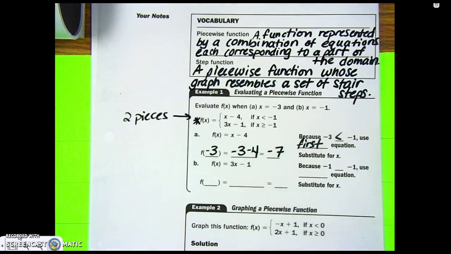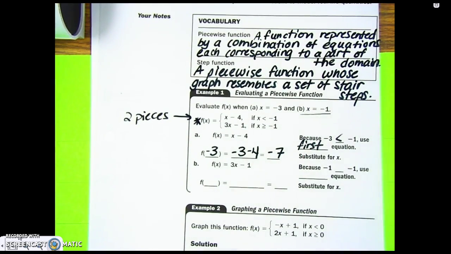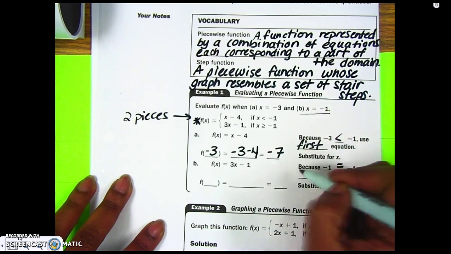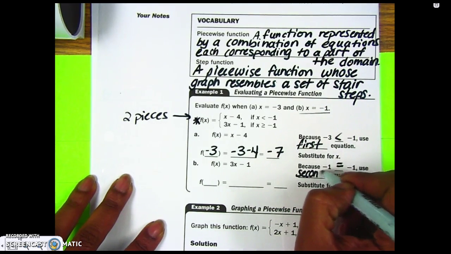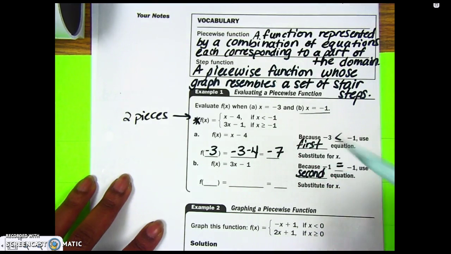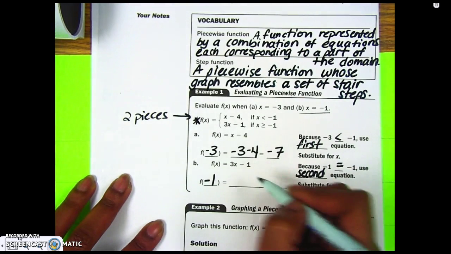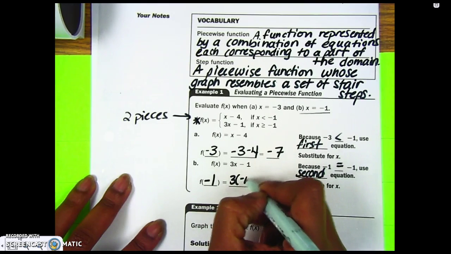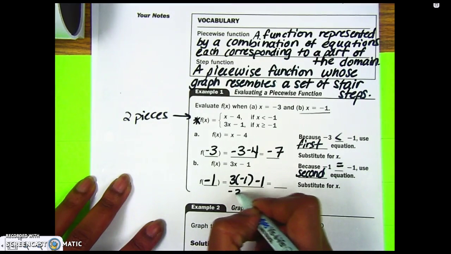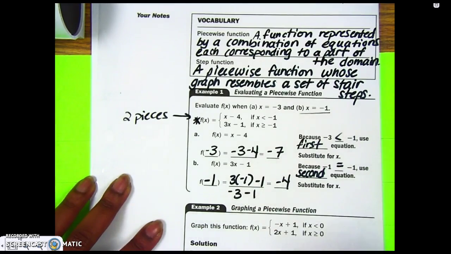The next one, part B, we have to evaluate for x equals -1. Because -1 is equal to -1, we have to use the second equation, because -1 would be in this domain because it's greater than or equal to. So we're going to evaluate for -1. f of -1 equals 3 times -1 minus 1. 3 times -1 is -3, and then minus 1, that would be -4.